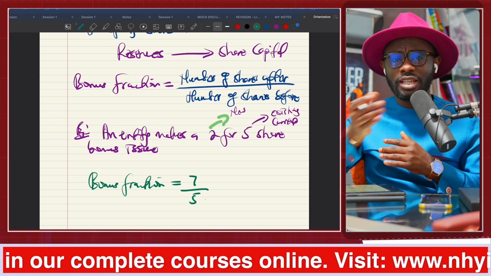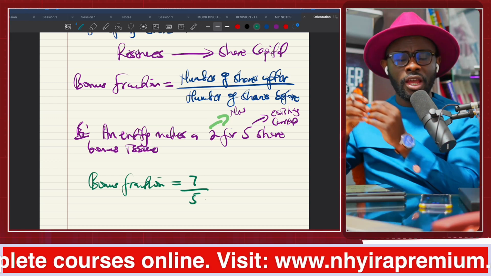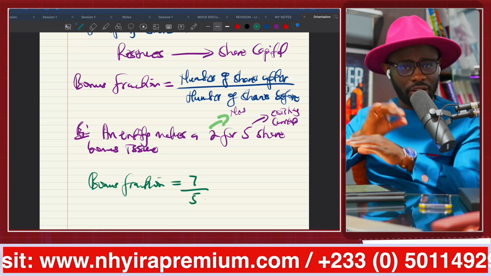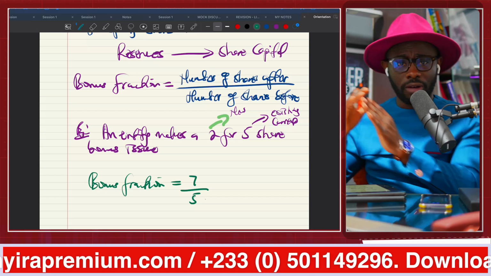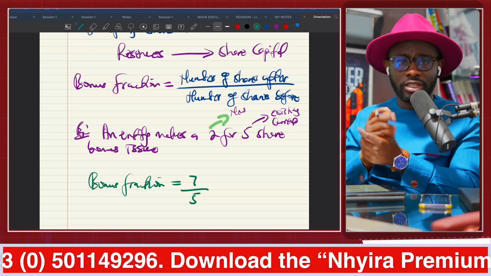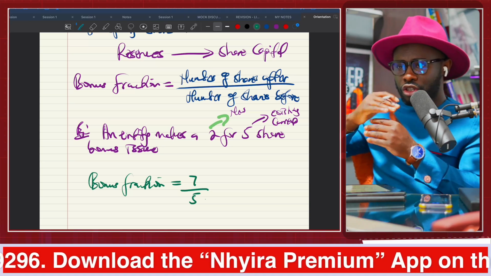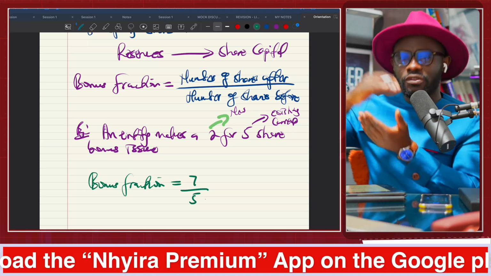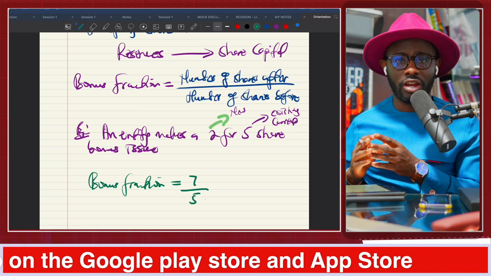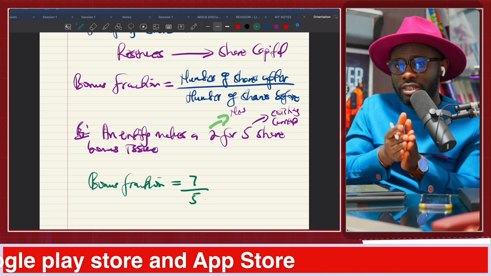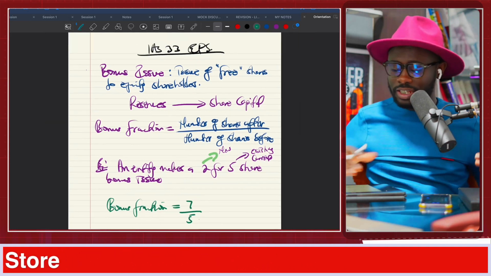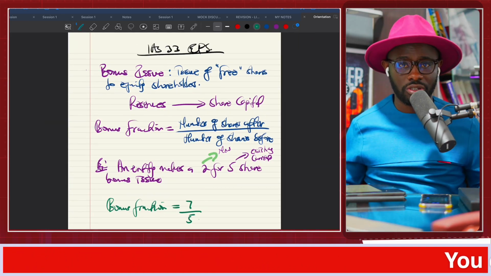And like we discussed under the rights issue, the bonus fraction will only affect shares prior to the issue. The same principle applies here. The bonus fraction affects shares prior to the issue. So the total number of shares after the issue will not be affected by the bonus fraction. Only the number of shares existing prior to the issue will be affected. That is the idea about bonus issue.